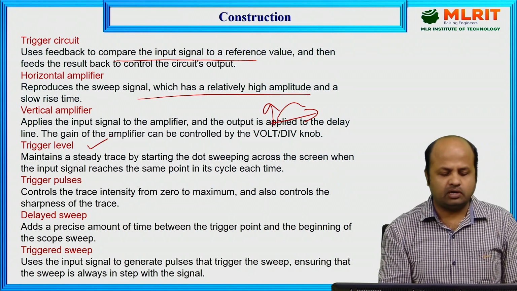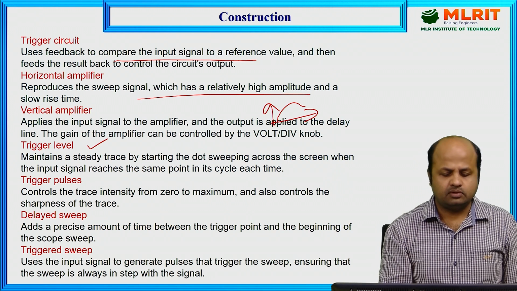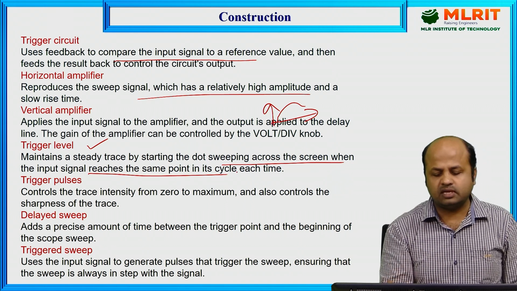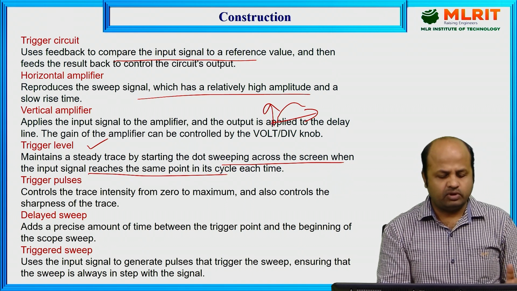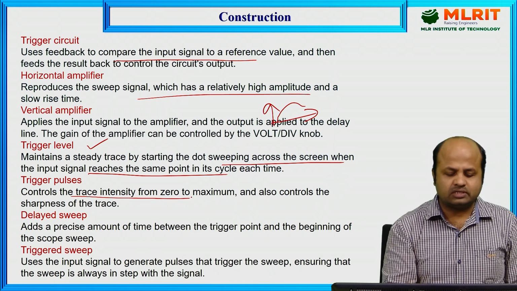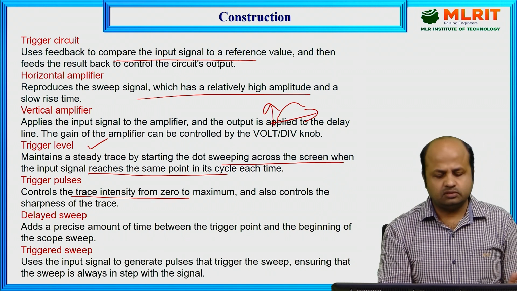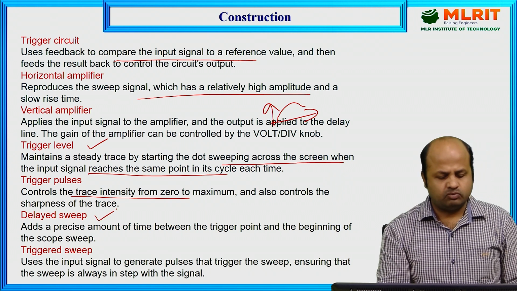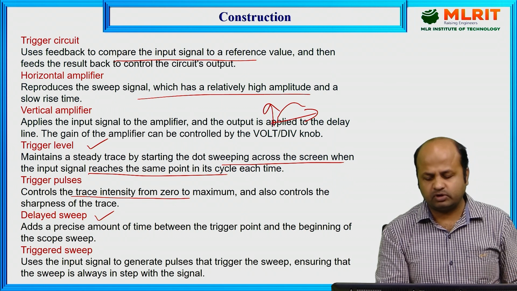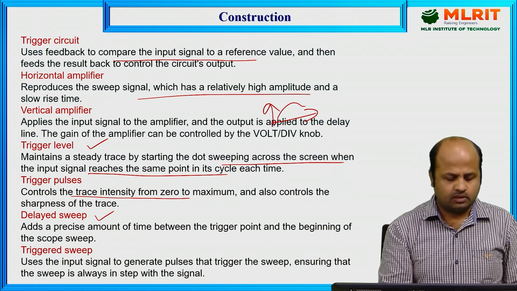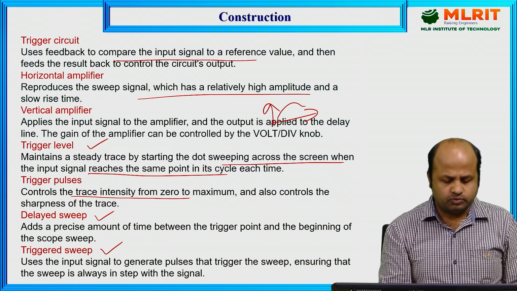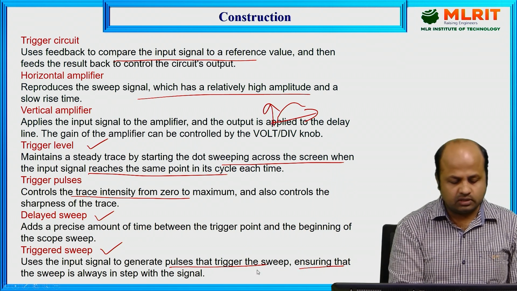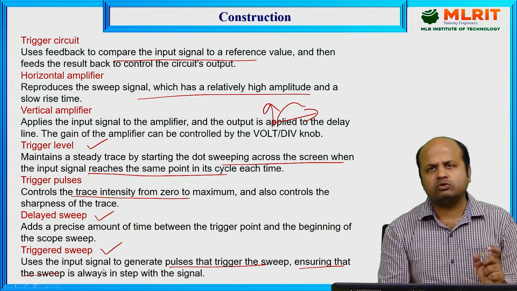Then we have trigger level, which maintains a steady trace by starting the dot sweeping across the screen when the input signal reaches the same point in its cycle each time. Then we have trigger pulses, which will control the trace intensity from 0 to maximum. We'll discuss more in detail in the upcoming slides. Then we have the delay sweep, which adds a precise amount of time between trigger point and the beginning of scope sweep. Then finally we have triggered sweep, which uses the input signal to generate the pulse that triggers the sweep, ensuring the sweep is always synchronized with the input signal.